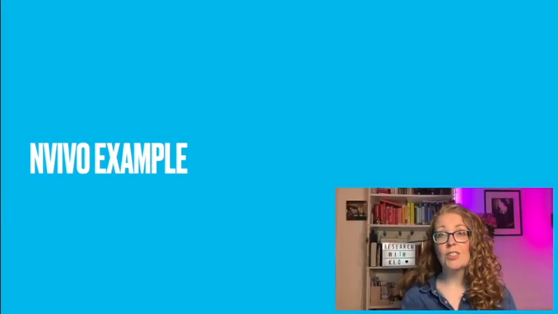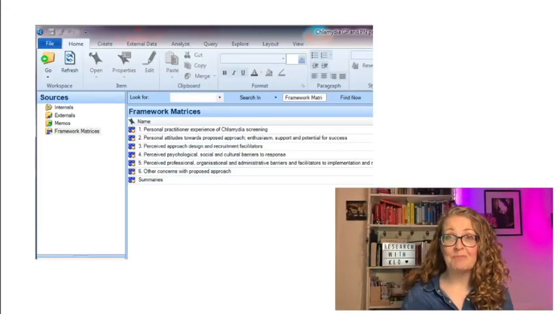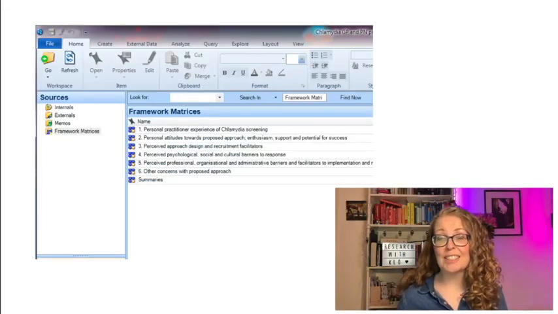So I want to give you an example from work that I've done using NVivo. It's a little while ago now, so it might be slightly dated looking in terms of how I show the NVivo. I've been a Mac user for a while, so this was still done on a PC, so it was a while ago. But anyway, it will still hold today.